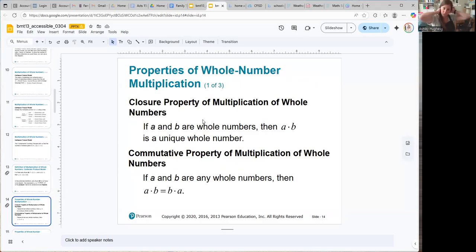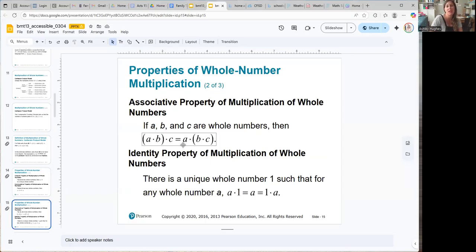This is similar to the addition properties, the closure property of multiplication. So if A and B are whole numbers, and you multiply them, you get a unique whole number. The commutative property means that you can commute, right? The order doesn't matter. A times B is the same as B times A, so 2 times 5 is the same as 5 times 2.